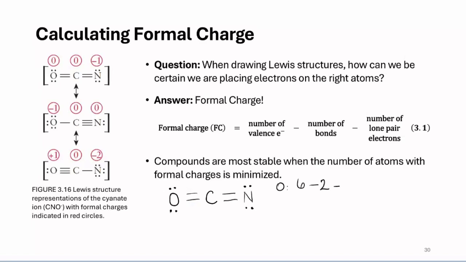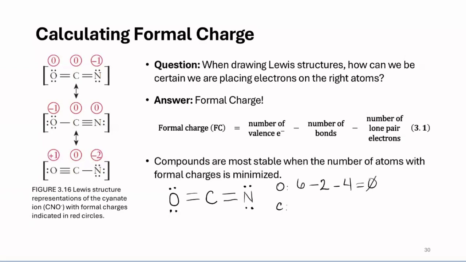Lastly, I'm going to look at the number of lone pair electrons. So what that means is that I'm going to count every single dot around oxygen. So when it comes to this, oxygen has 1, 2, 3, 4. It has 4 lone pair electrons present. When I do 6 minus 2 minus 4, that's where the value of 0 came from. Let me now do carbon.